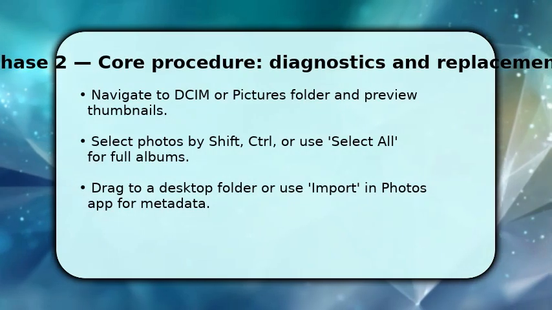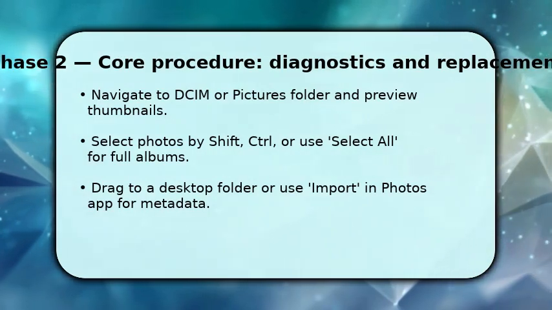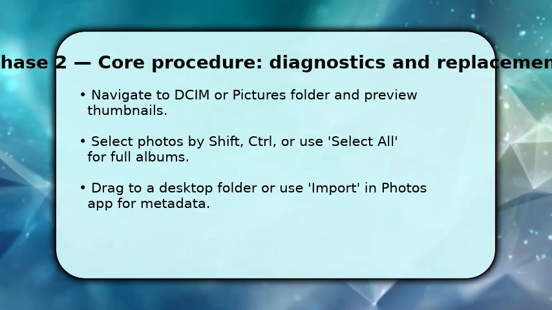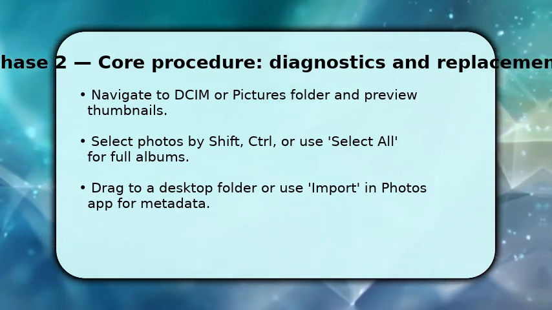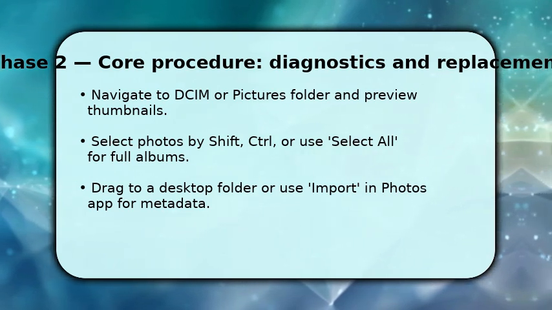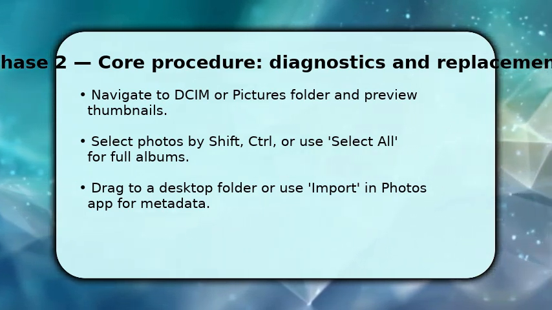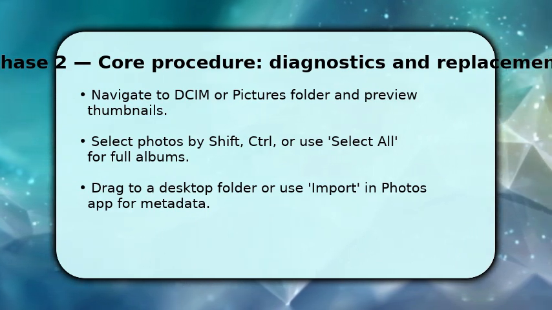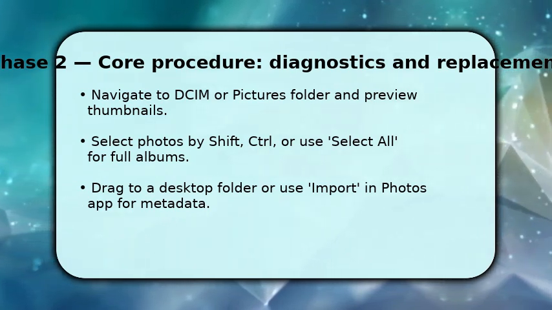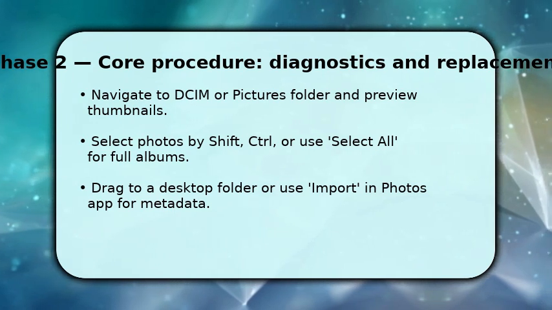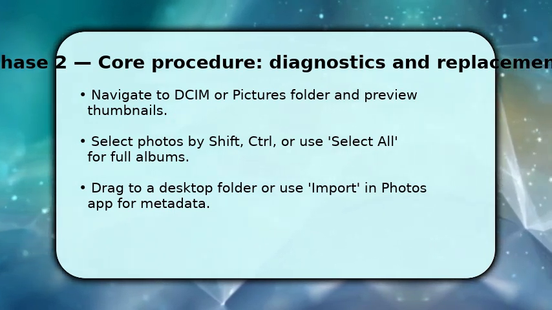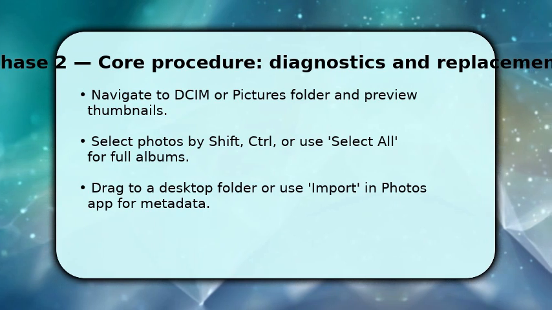Once you see the device contents, you'll select the exact photos to import. You can pick individual files using Control-click, choose a range with Shift-click, or hit Select All to move entire albums. Then drag them into a dedicated laptop folder, organize by date or event, or use the system Photos app's Import button. That preserves metadata and creates an indexed library.